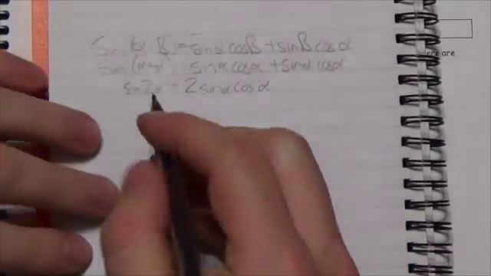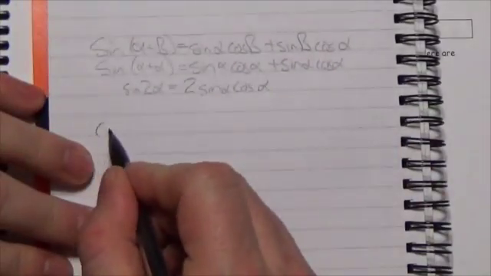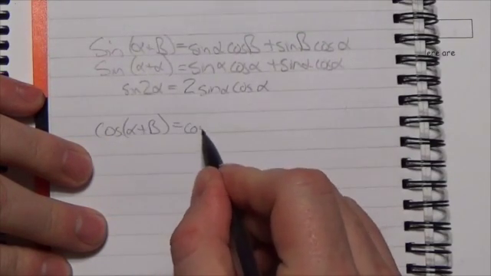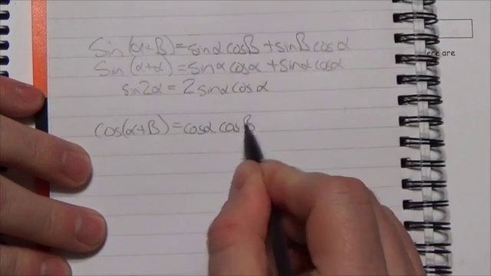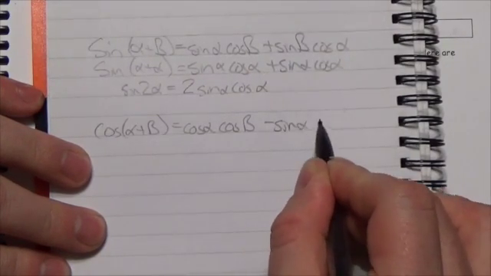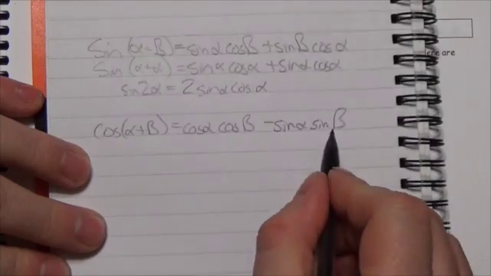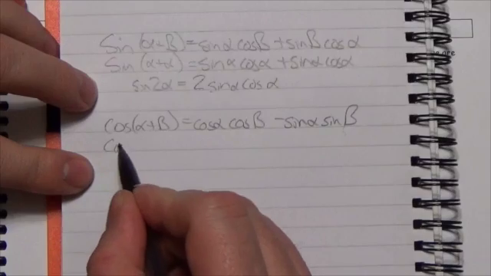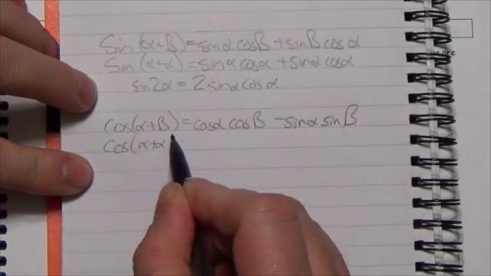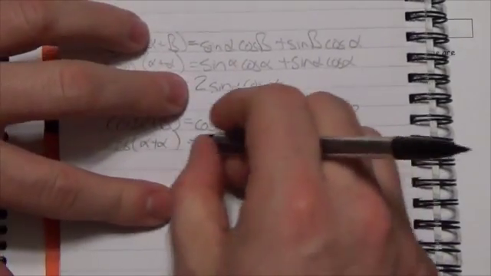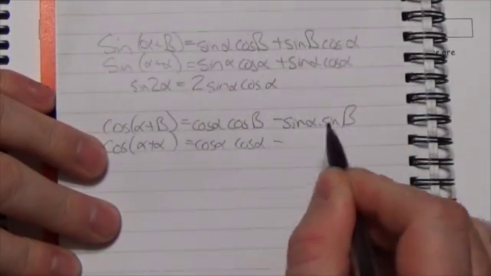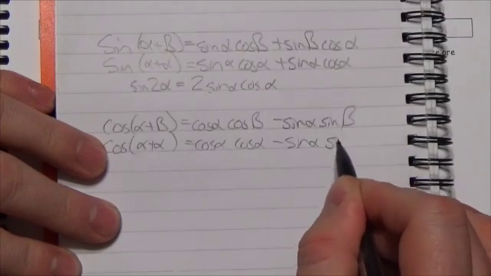Another one to look at here, and we'll just look at this second one and then assume the rest of them. The cosine of alpha plus beta is the cosine of alpha cosine of beta minus the sine of alpha sine of beta. We'll go one step further. What if these are the same angle? What if this is, in fact, cosine of alpha plus alpha? Well, then this becomes the cosine of alpha cosine of alpha minus the sine of alpha sine of alpha.